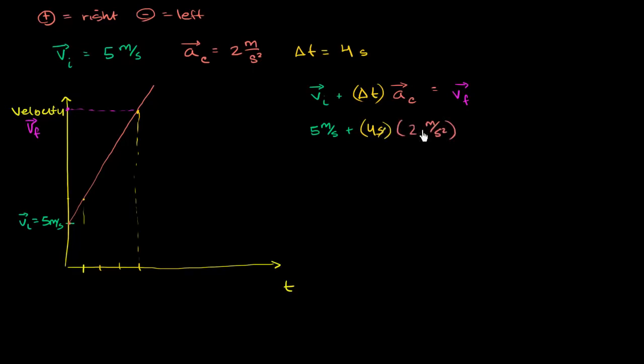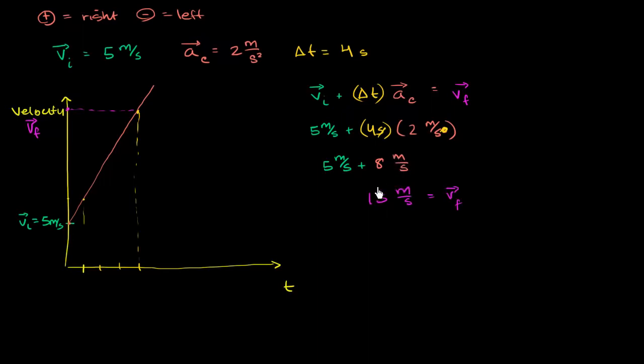You have a second canceling out with one of the seconds down here. You have 4 times, so let me write it. So we have 5 meters per second plus 4 times 2 is 8. This second's gone. We're just left with meters per second. 8 meters per second. Or this is the same thing as 13 meters per second, which is going to be our final velocity. And I want to take a pause here, and you can pause and think about it yourself.